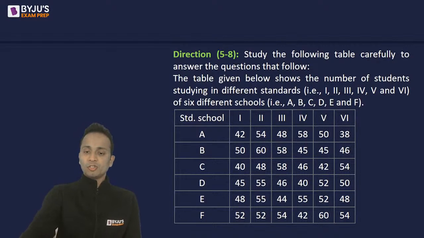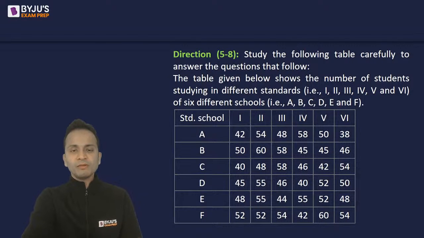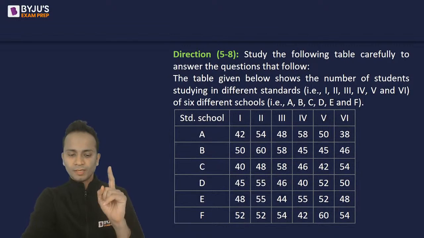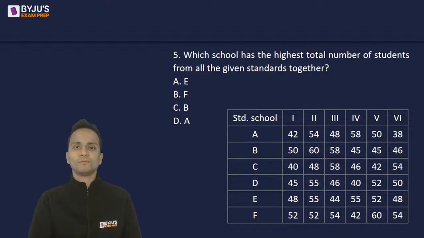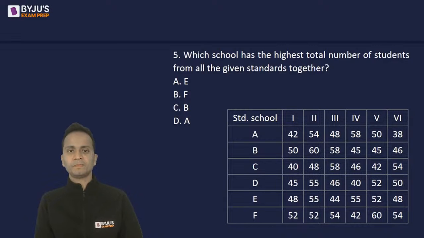Right? So question number 1 will appear on your screen. All of you be ready. Question number 1 now. Which school has the highest total number of students from all the given standards together?